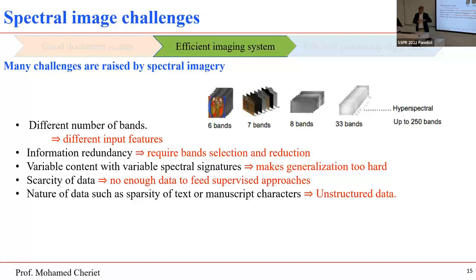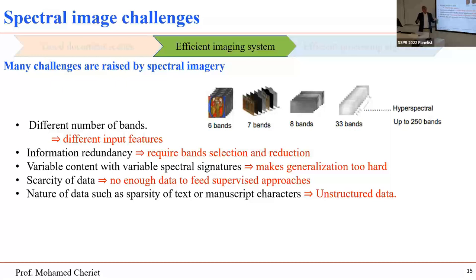So these are the different bands, or you use what you call hyperspectral: all the possible bands, and then you have to decide what to do with that. So I have some difficulties with that in research. First is different numbers of bands, different input features. This is one of the complexities. The second one is information redundancy. So you have a bunch of extra information.